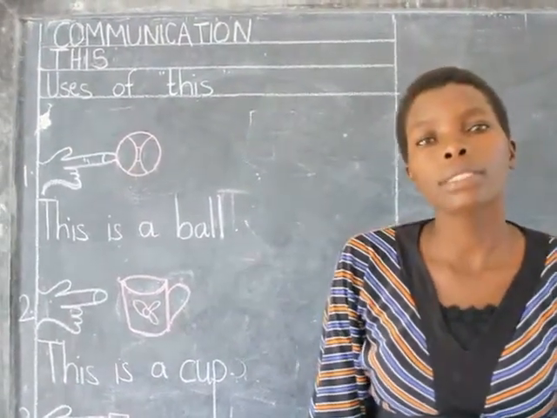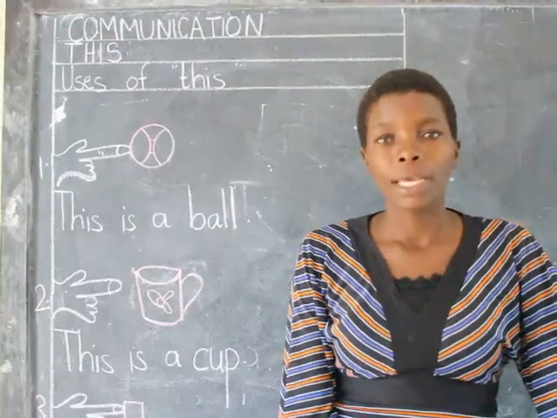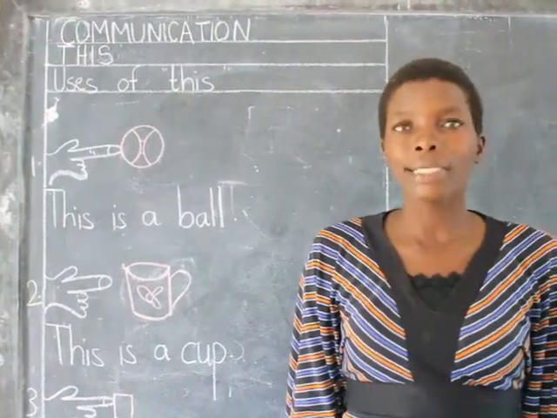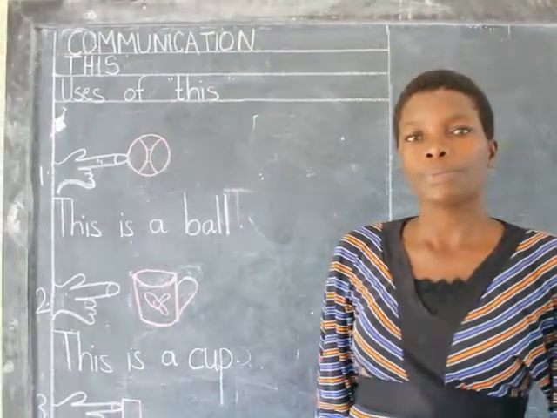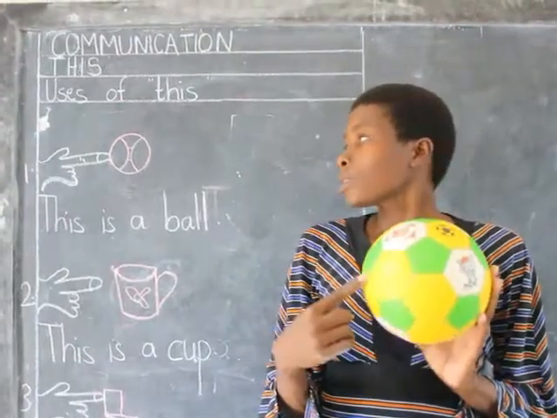I use the word this to refer to the things that are closer, the things that are closer to me to the extent that I can be able to touch them. I am touching this ball. Let us look at the example.